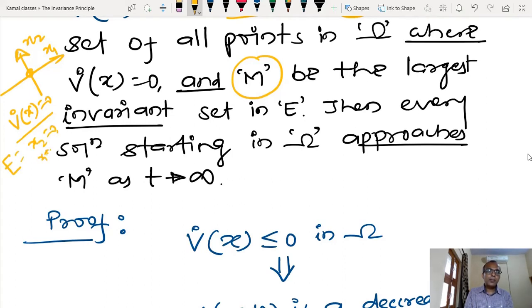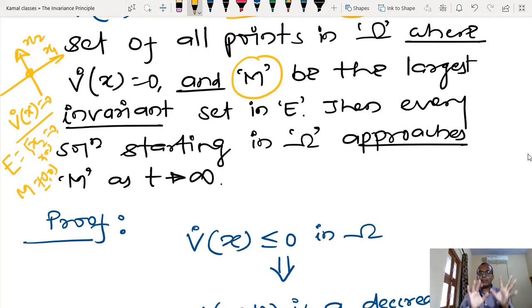And the largest invariant set M is nothing but (0, 0), because all trajectories are going to converge to that. In that way we can identify the largest invariant set. Then every solution starting in omega approaches M as t tends towards infinity.